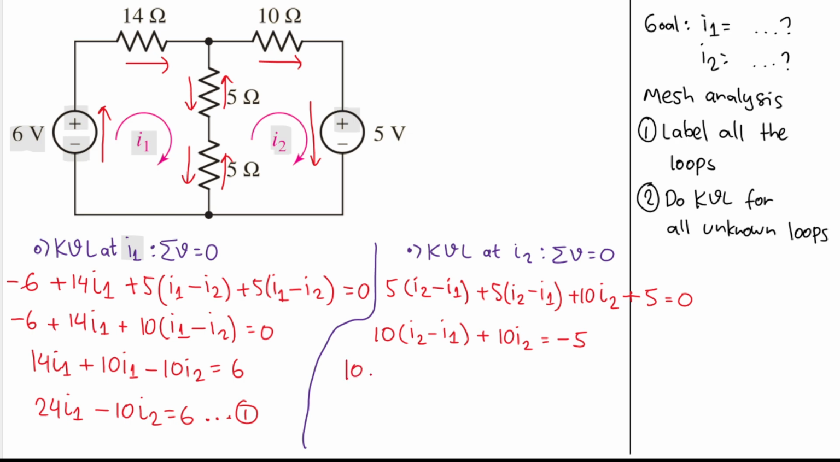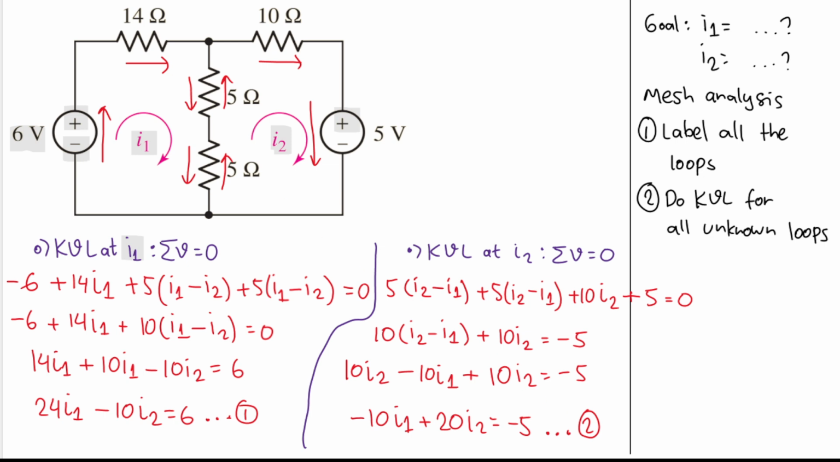So we'll have 10 I2 minus 10 I1, and then plus 10 I2, and that will equal minus 5. So we can rearrange things and we will have minus 10 I1 and then plus 20 I2, and that will equal minus 5. Let's save this as equation number 2.